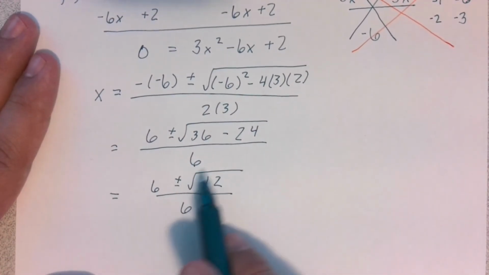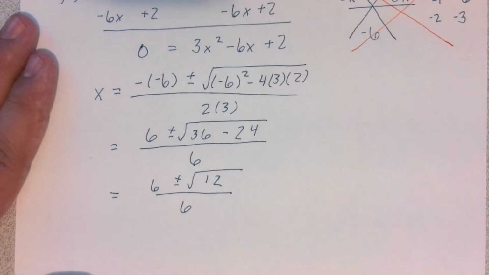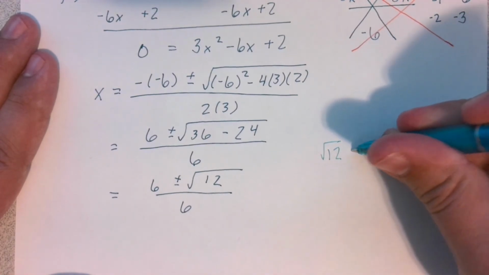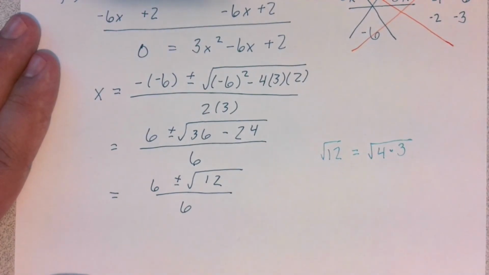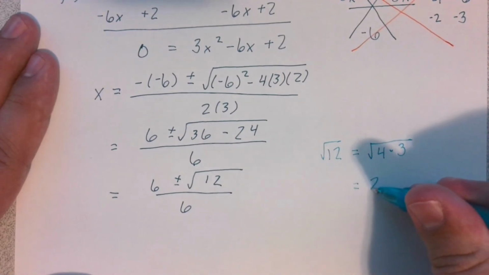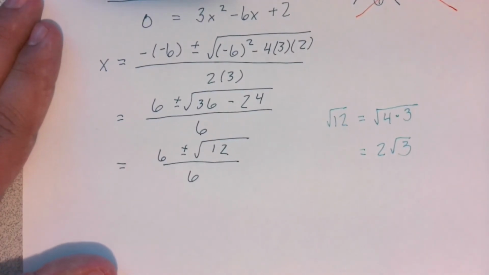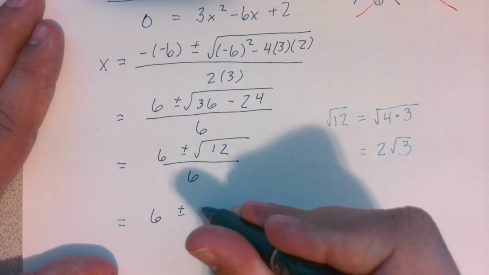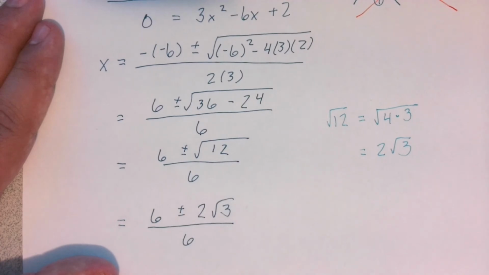Now this time we can simplify the square root of 12 because the square root of 12 is equal to the square root of 4 times 3. And 4 is a perfect square. So the square root of 4 is 2. So we get 2 square root of 3. So our answer becomes 6 plus or minus 2 square root of 3, all over 6.